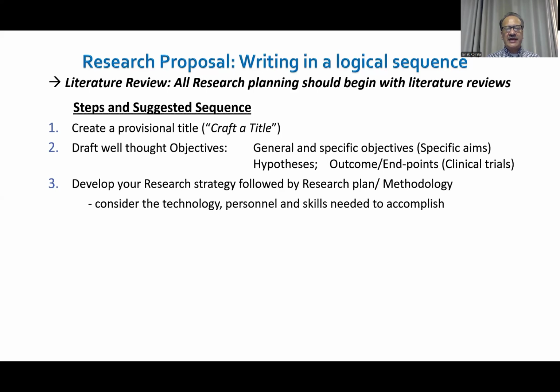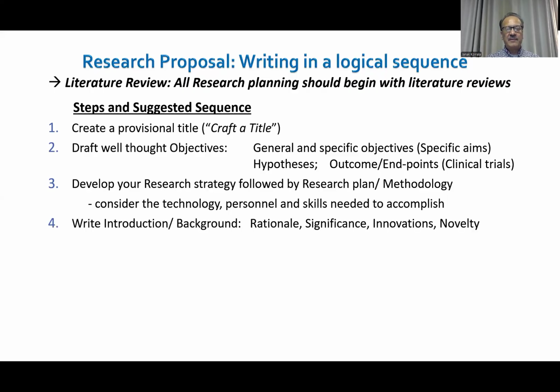Then you develop a research strategy followed by a research plan and methodology. So first, strategy is something you jot down as a plan and outline before you actually start writing the details. In doing so, consider technology, personnel, and expertise available for the research, and skills needed to accomplish the research work. Then go back and write your introduction and background to support your objectives and methodology. So that's when you can write a focused introduction or background information.